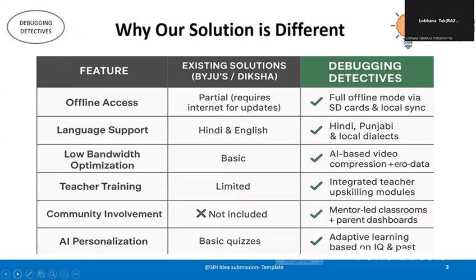To solve these challenges, we are proposing a hybrid digital learning platform that works both online and offline so that students are not dependent on constant internet connectivity. The platform will provide content in multiple languages, Hindi, Punjabi, and the local language, so that every child can learn in the language they are most comfortable with. To make learning more engaging, we are adding interactive features such as quizzes, games, and live or recorded classes, which will help students stay motivated and interested.